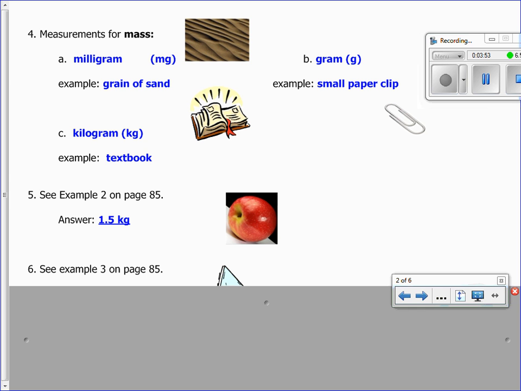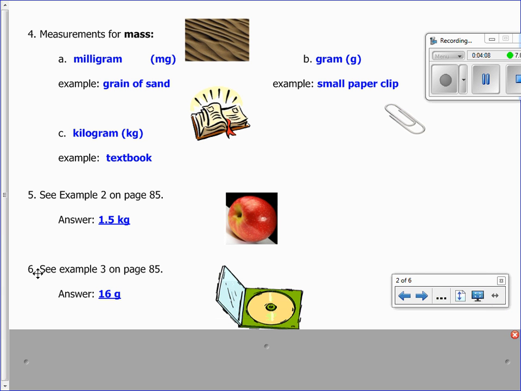Okay, look at your next example on page 85, example 3. The mass of a CD is 16 what? Now we're dealing with grams, Lance. 16 grams. What example did we use for a gram? CD. Okay, we said CD, but what did we give in our notes, David? Small paper clips. So the mass of a CD is about 16 paper clips. You need to have that picture in your head when you're asked to determine what it weighs, which unit you would use.